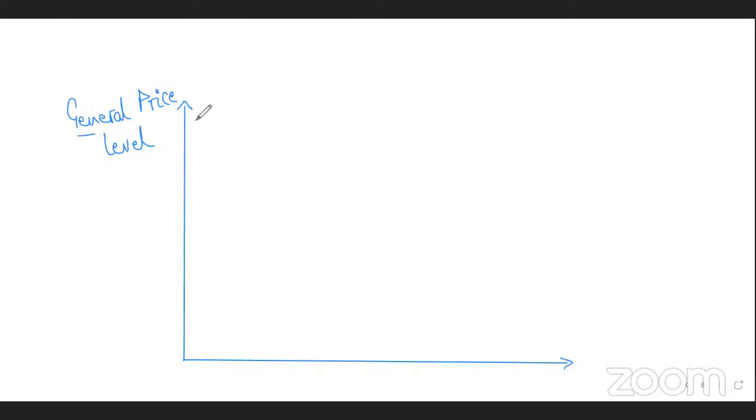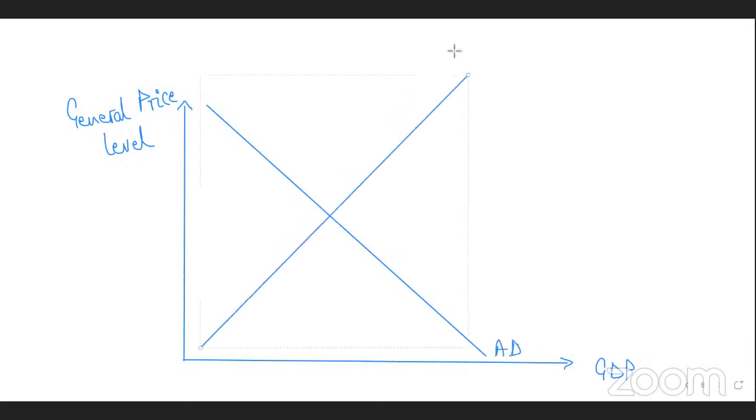When we want to look at the average or general price level, that is what we write on the y-axis. And on the x-axis, we have GDP. GDP is gross domestic product, the total value of all goods and services produced in an economy during a certain time period. To determine GDP in AS, we learned that downward sloping is your aggregate demand, the country's total demand, and upward sloping is your aggregate supply, the total supply or total production in an economy.